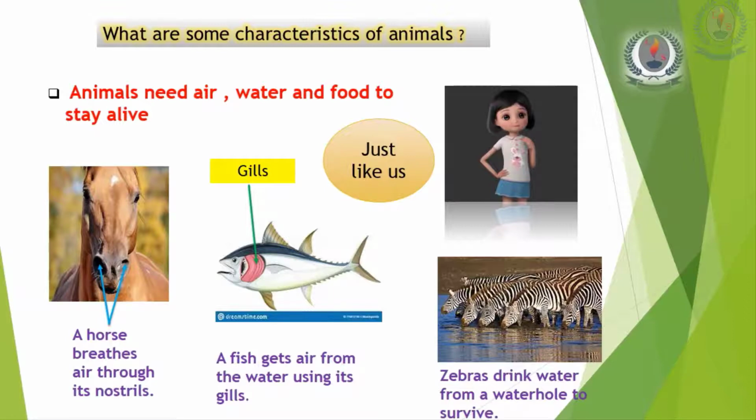In the first picture, you can see a horse. A horse breathes air through its nostrils. The second picture, you can see a fish. A fish gets air from the water using its gills. The third picture, you can see a zebra. Zebras drink water from a waterhole to survive.